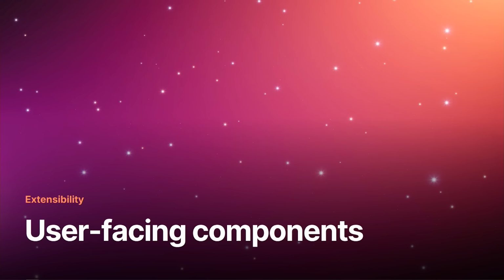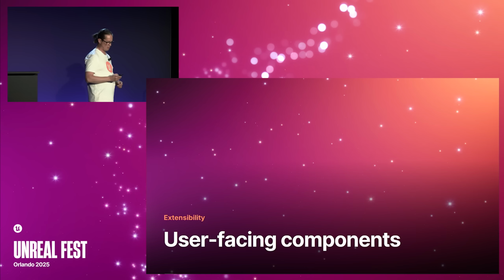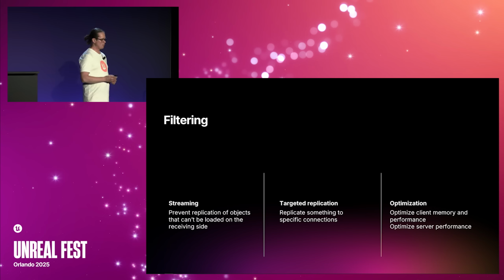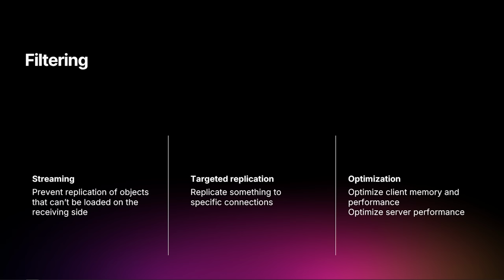So where do you come in? What do you implement in this pipeline? Filtering, of course. There are various reasons for doing it. Level streaming is a big one. If we can't instantiate the object on the receiving side, there's no point in sending it in the first place.